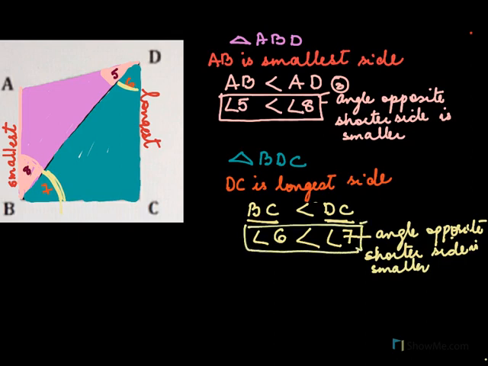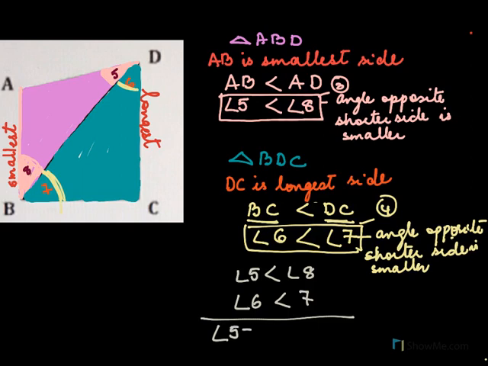This is equation 4. Now I need to add up my equations. So angle 5 is less than angle 8 and angle 6 is less than angle 7. So when I add up, I get angle 5 plus angle 6 is less than angle 8 plus angle 7. If we go up here, 5 plus 6 is this entire angle, that is angle D, which will be less than 8 plus 7, this entire angle, that is angle B.